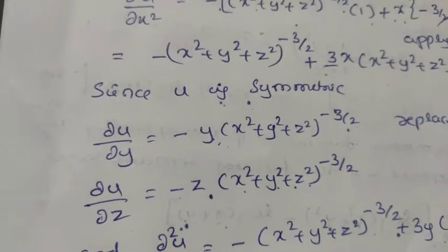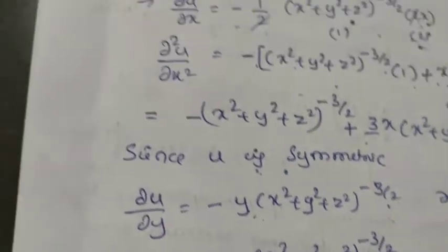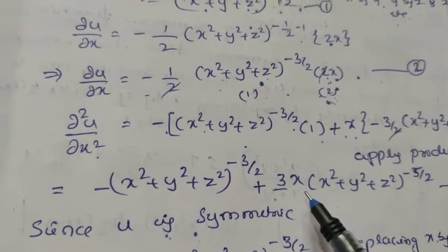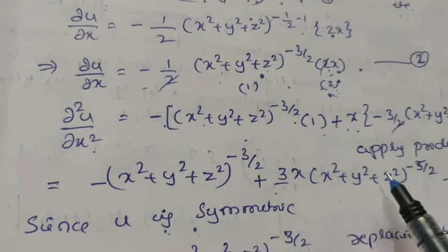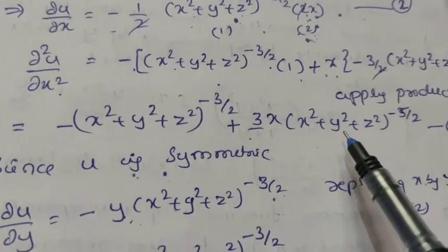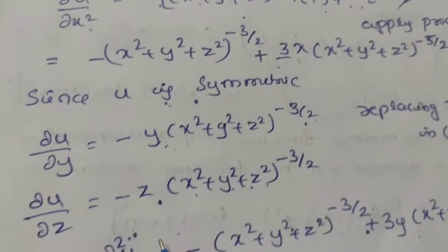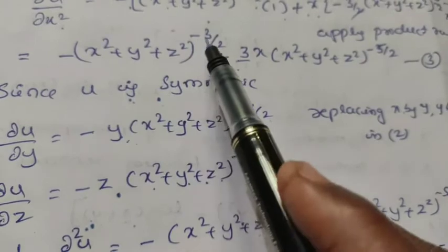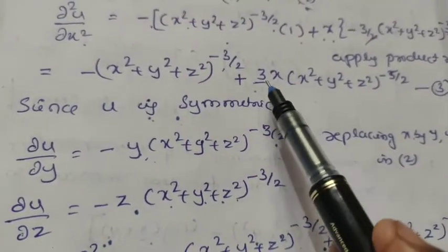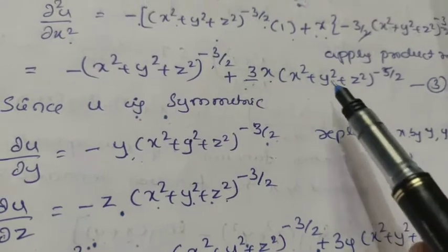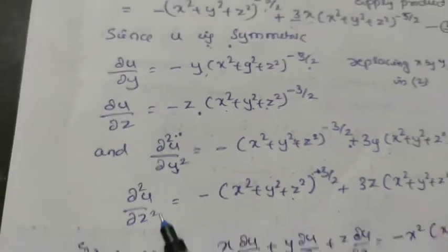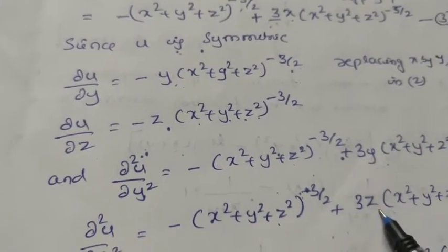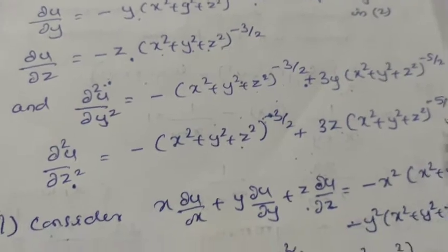So now similarly, we want ∂²u/∂y² also. Since we have done ∂²u/∂x², in this you just replace x, y, z in a cyclic order, and you will get ∂²u/∂y². So that is ∂²u/∂y² equals minus (x² + y² + z²) whole raised to minus 3/2. This is the same. Then plus 3x is now 3y, and this bracket is again the same. Similarly, this ∂²u/∂z² is also the same. You just replace y by z here, and you will get ∂²u/∂z².